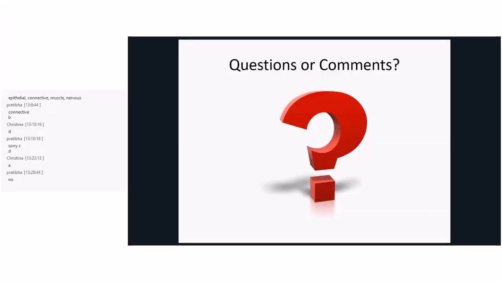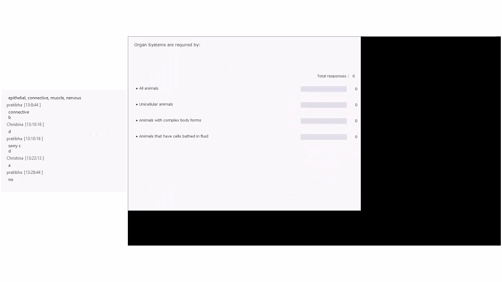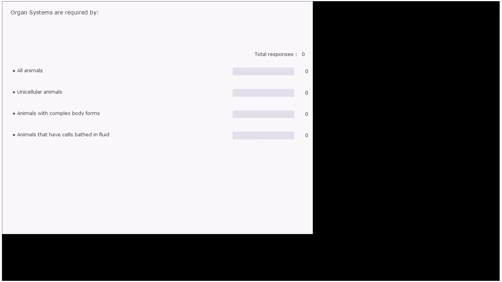So that comes to the end of review for chapter 21. I have maybe a review question here that you could answer. Organ systems are required by... think of what an animal is when you're thinking about this. An example of an organ system would be all the organs coming together to make your digestive tract, like your stomach, your esophagus, your small intestine, your large intestine. So are they required by all animals?